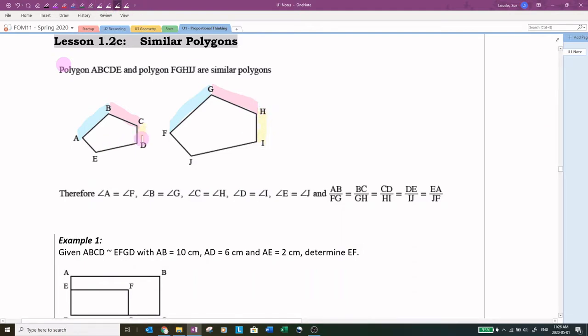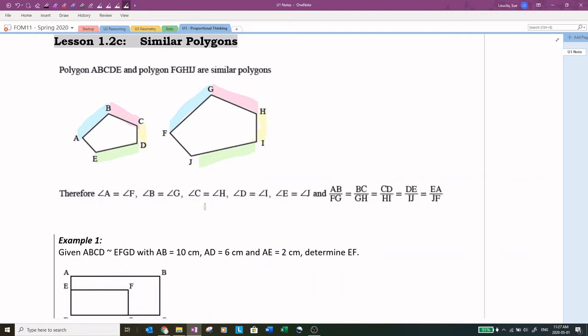But on this one, these look like the same shape. They look like they're oriented the same way. So I'm going to color them accordingly, and I don't have a color for the last side. Okay, so knowing that it seems to be labeled correctly, angle A corresponds to angle F, B to G, C to H, D to I, and E to J. So make sure that makes sense to you.